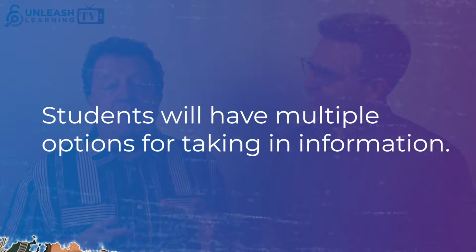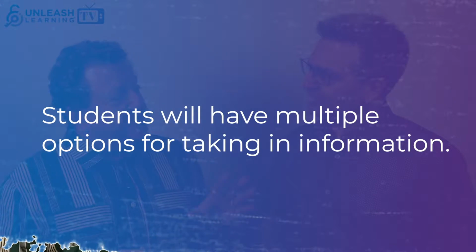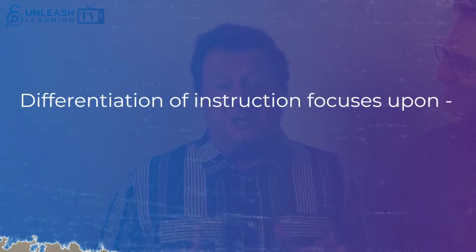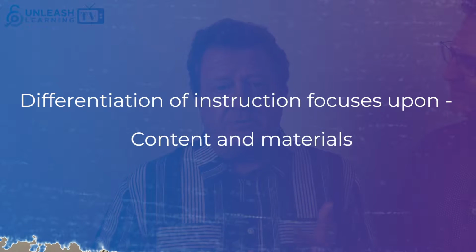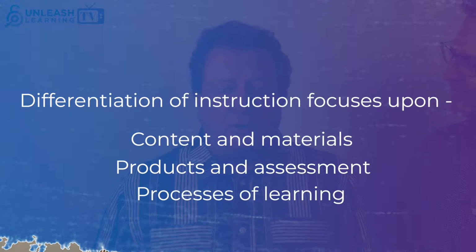When it comes to differentiation, Tomlinson tells us that differentiating instruction is shaking up what goes on in a classroom. Students will have multiple options for taking in information, that would be the content we want them to learn and the materials. They'll have multiple options to help them make sense of these ideas, that would be the various processes we use: learning arrangements, learning strategies, learning formats, etc. And they have multiple options for expressing what they know, that would be the products. So differentiation of instruction focuses upon content and materials, products and assessment, and processes of learning.